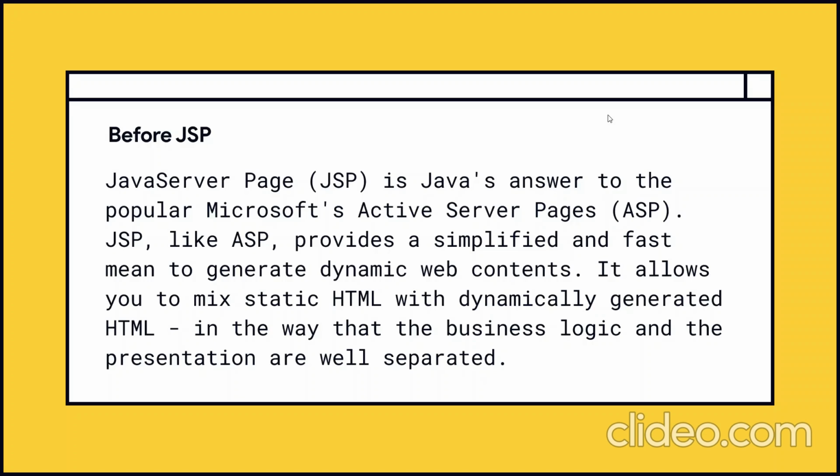Secondly, the reuse of contents and tag libraries is one of the advantages over ASP, because the dynamic contents can be provided by reusable components such as Enterprise Java Beans, EJB, and tag libraries.